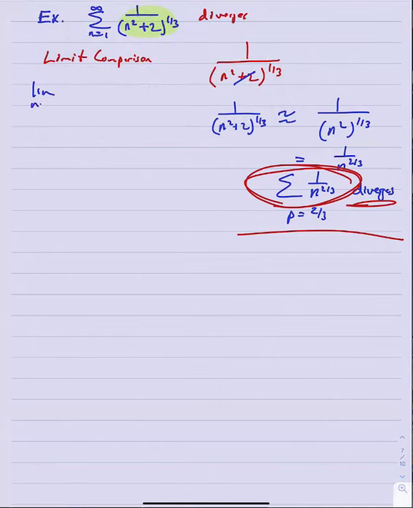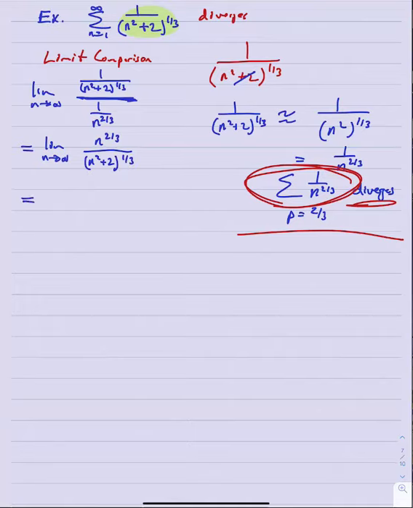I will just take the limit as n goes to infinity of 1 over n squared plus 2 to the 1/3, which is the one I'm investigating, over 1 over n to the 2/3, which is the one I'm going to compare it to. Okay, what is that? That's the limit as n goes to infinity of n to the 2/3 over n squared plus 2 to the 1/3, which is, of course, the limit as n goes to infinity of n squared over n squared plus 2, all to the 1/3.